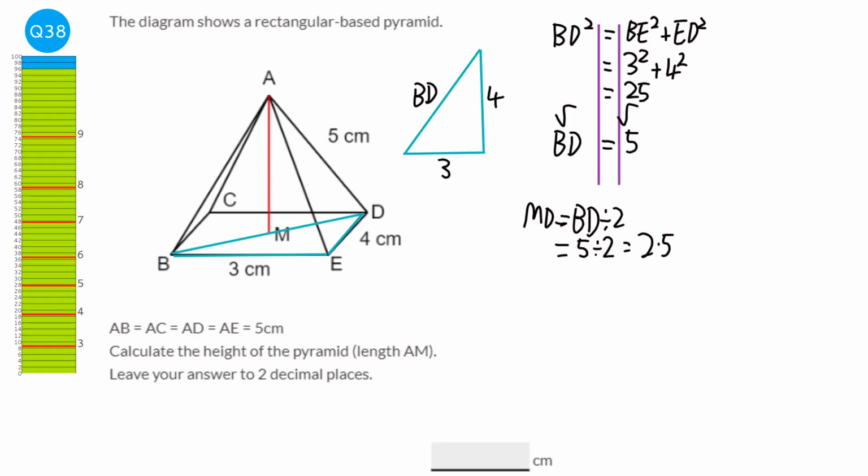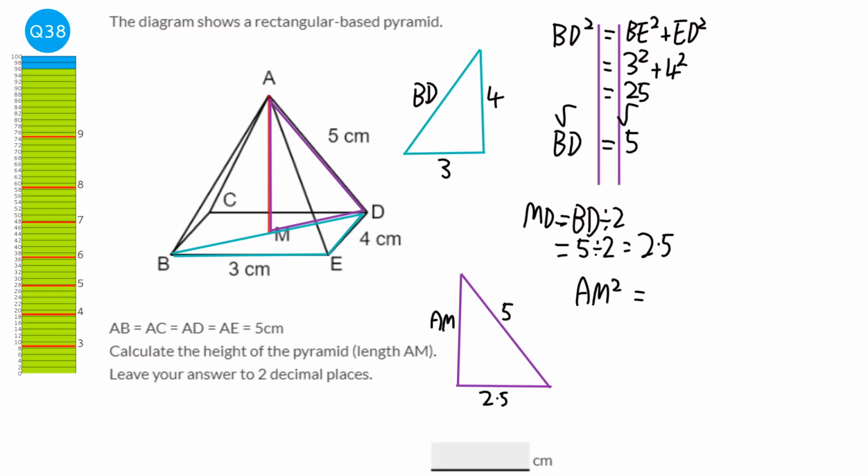Okay, next we're going to draw in another right angle triangle. It doesn't actually matter which side we take. I'm just going to take this side because we've worked out what MD is. And let's draw that out down here. Okay, so we've got the length of 5 here. We know the bottom bit is 2.5, and we're looking for the length AM. So another bit of Pythagoras here.